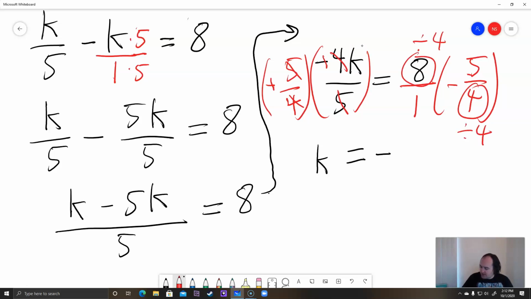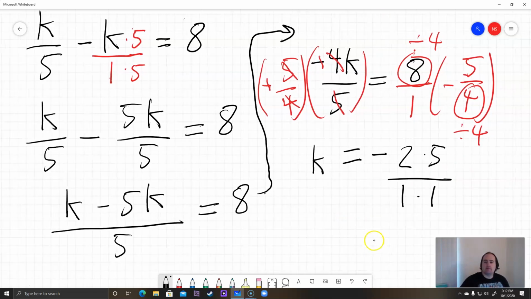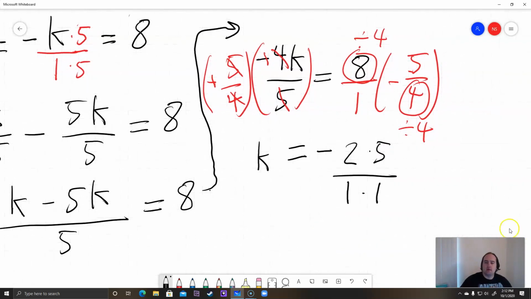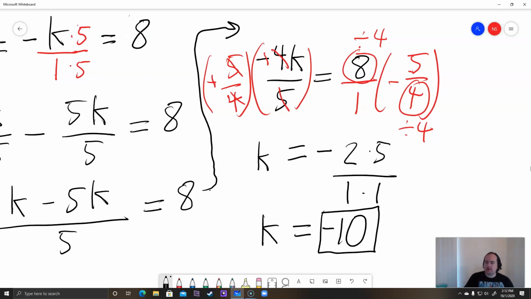So on the top, we're going to have 8 divided by 4 is 2. So we have 2 times 5 on the top. And then on the bottom, 4 divided by 4 is 1. So we have negative 2 times 5 on the top and 1 times 1 on the bottom. Okay, so negative 2 times 5 is negative 10 over 1 is negative 10. So we get k equals negative 10. All right, so negative 10 is our answer.